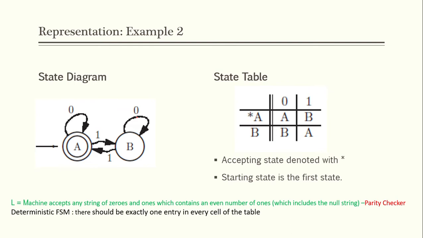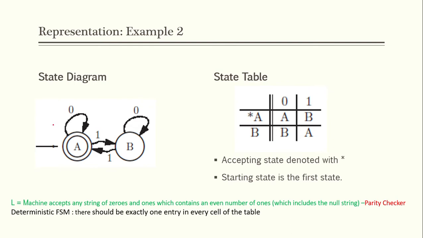Okay, another term that you need to understand is a deterministic finite state machine. They have deterministic and non-deterministic, but for your syllabus, in this lecture, we will learn about a deterministic finite state machine. So what will be the difference? What is deterministic? There should be exactly one entry in each cell of the table. So what does it mean?